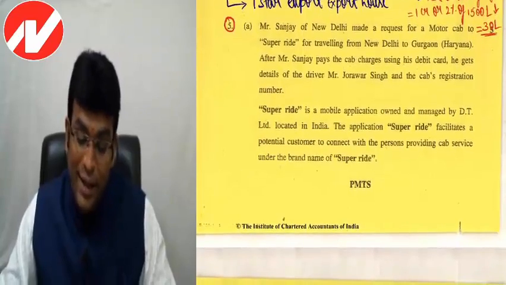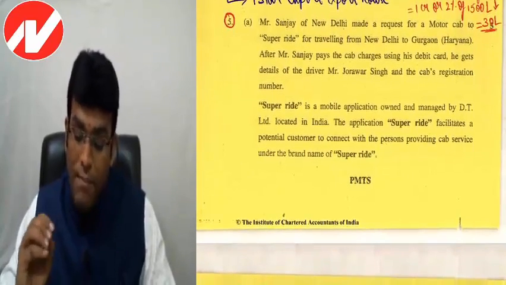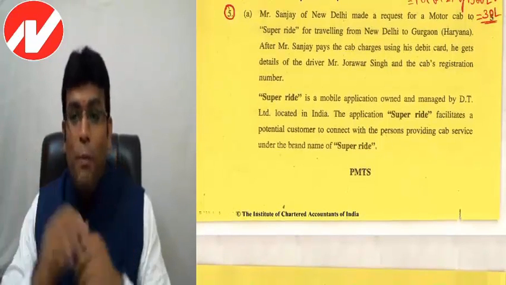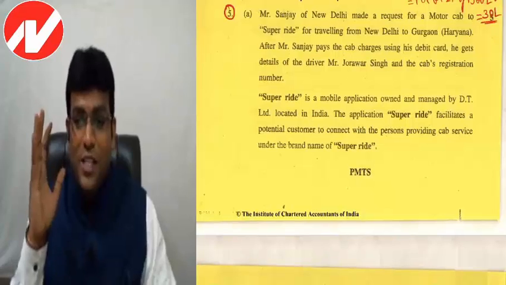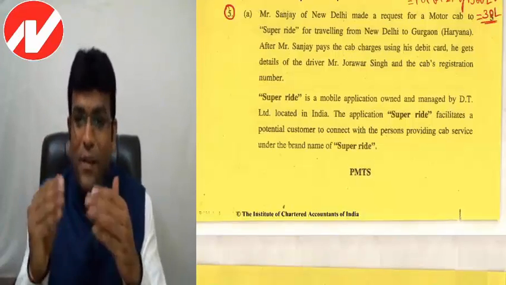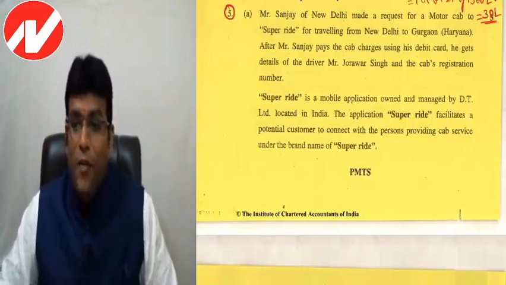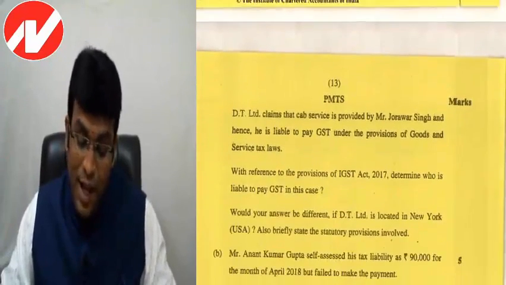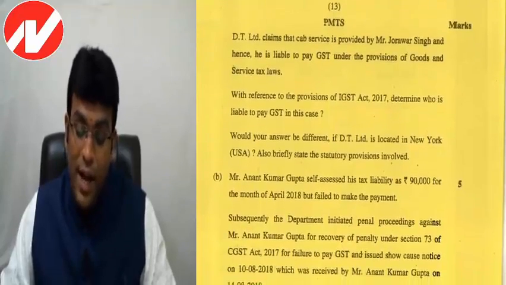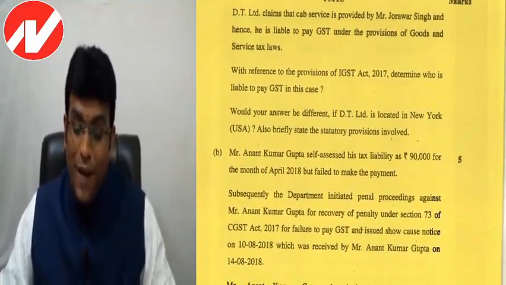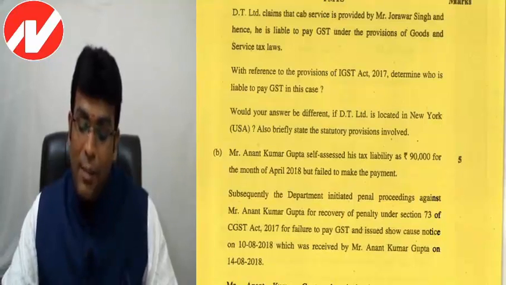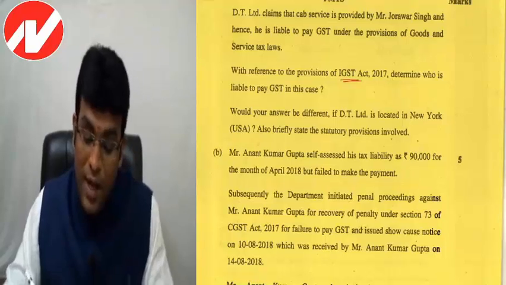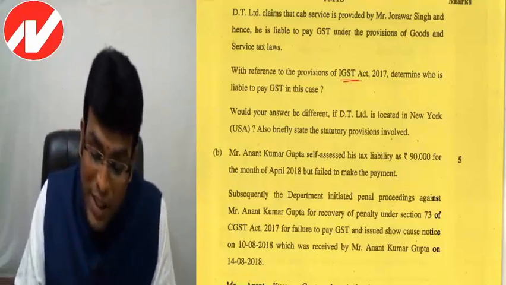Super Ride is a mobile application owned and managed by DT Limited located in India. Application Super Ride facilitates a potential customer to connect with a person providing cab service under the brand name of Super Ride. It's the same like Ola and Uber. Next point. DT Limited claims that cab service is provided by Joravar Singh and hence he is liable to pay GST under GST laws. With reference to IGST law, determine who is liable to pay GST.